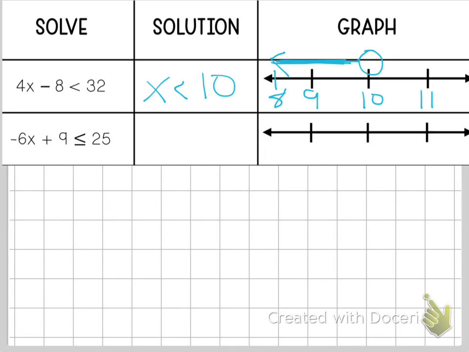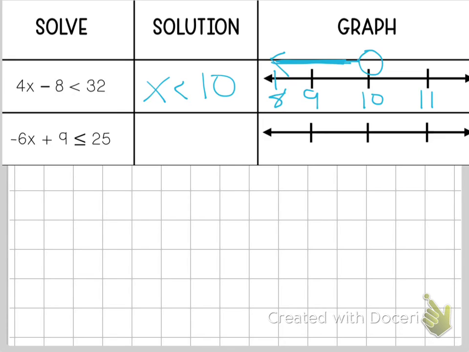I can also check my solution by plugging in 0 for my variable. So if I look over at the 4x, I could plug in 0 for my x value, and 0 times 4 gives me 0. So I'm looking at negative 8 is less than 32. Since negative 8 is less than 32, and my graph here, if I were to continue this line, it would in fact run into 0, I know my answer is true. And I know that 0 is a solution to that inequality.